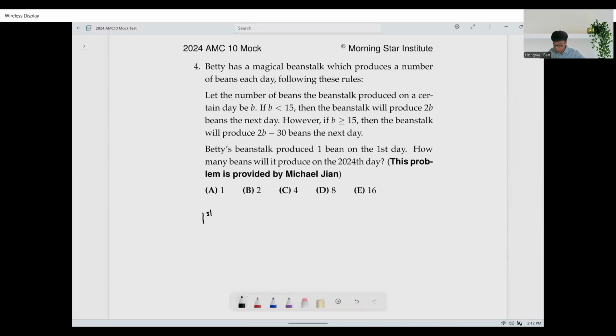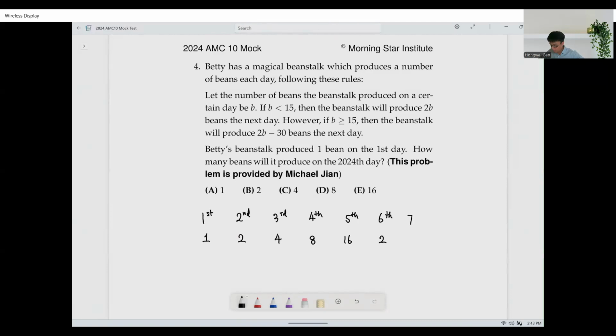On the first day, it produced 1 bean. Now 1 is less than 15. So that means on the second day, it will produce double of this number, which is 2. It's still less than 15. So on the third day, it will produce 2 times 2, 4 beans. On the fourth day, it will produce 2 times 4, 8 beans. On the fifth day, it will produce twice of 8 beans, which is 16 beans. Now 16 is larger than 15. So on the 6th day, it will produce 2 times 16 minus 30, which is 2.